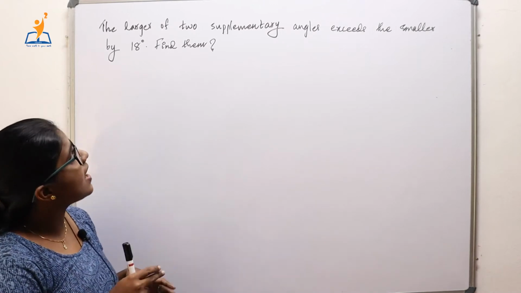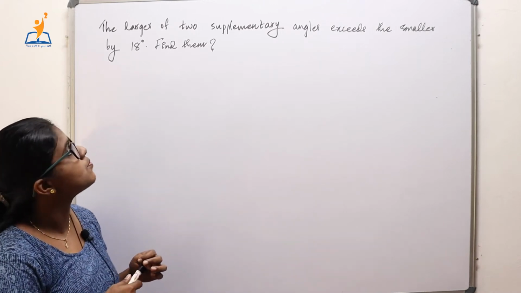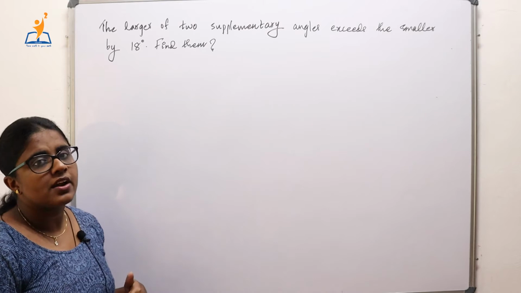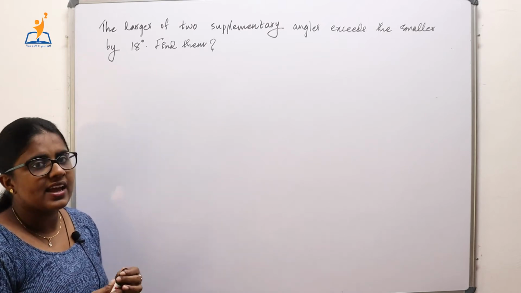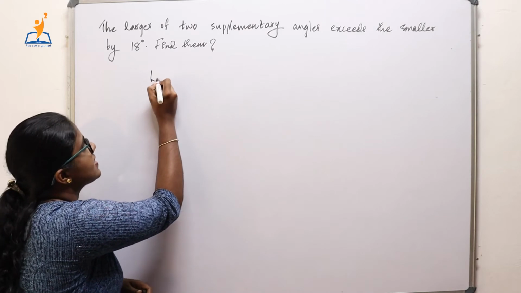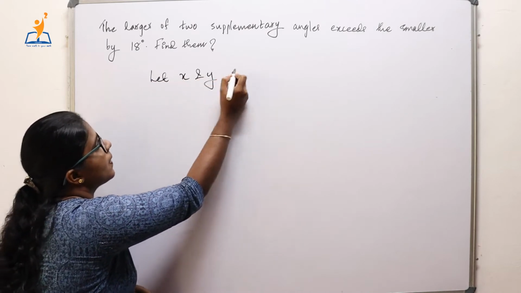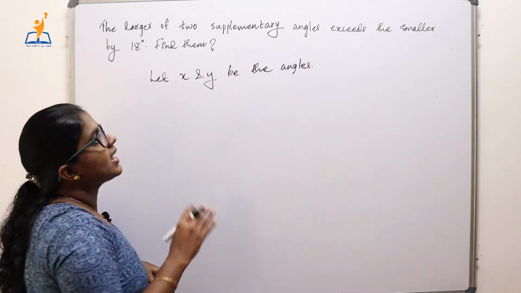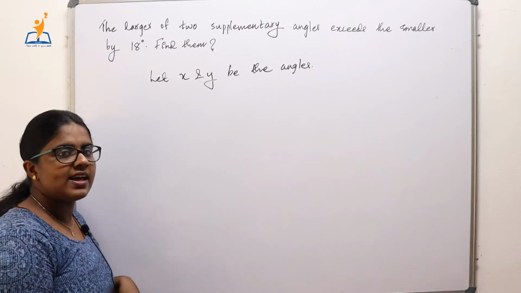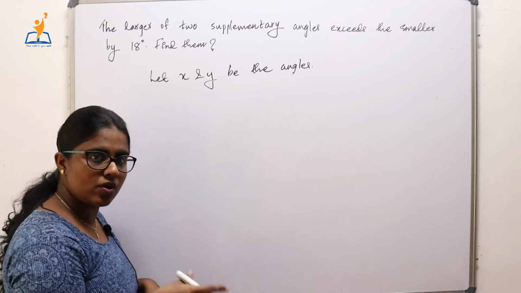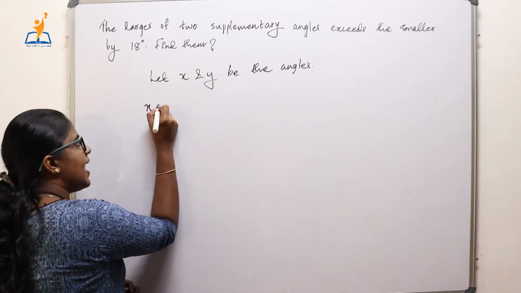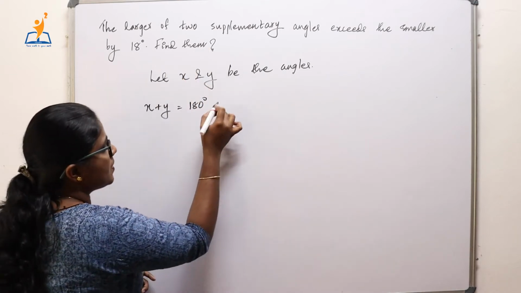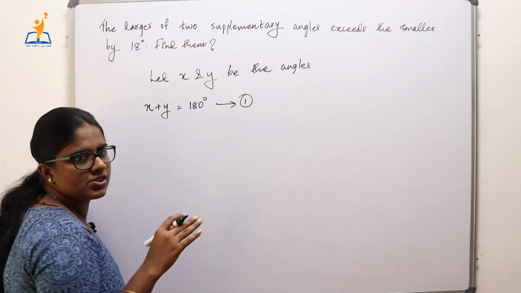The question is, the larger of two supplementary angles exceeds the smaller by 18 degrees. Now find the angles. Since the angles are unknown to us, let's take the angles as two variables. Let x and y be the angles. It is given that the angles are supplementary, and we know that the sum of supplementary angles is always 180 degrees. So x plus y will be 180 degrees. This will become our equation number 1.